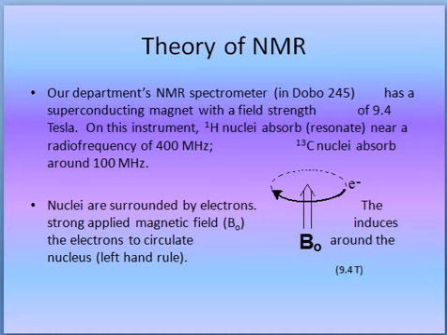Here, it is actually a long-back paper, so different NMR machines were used, so we are not going into that. So nuclei are surrounded by electrons. Every nucleus is surrounded by electrons. In a strong applied magnetic field B0, the electrons circulate around the nuclei.